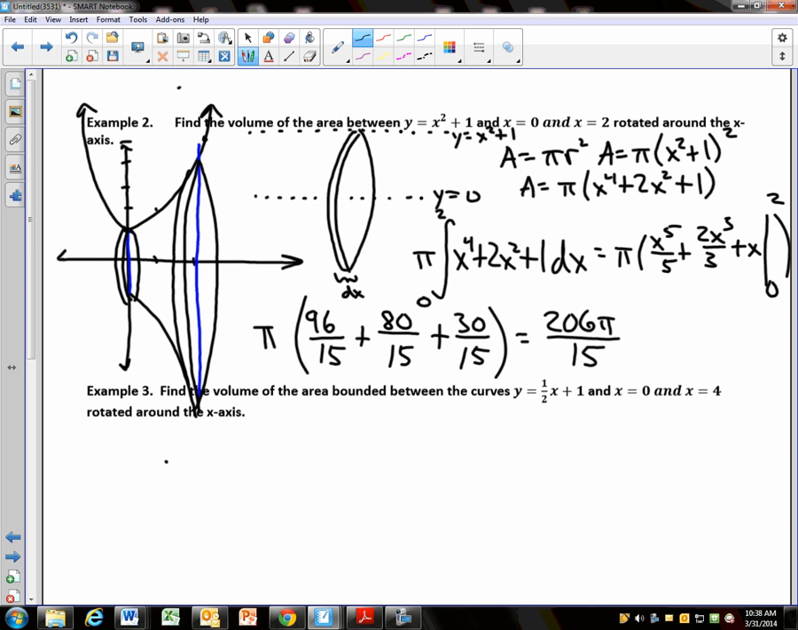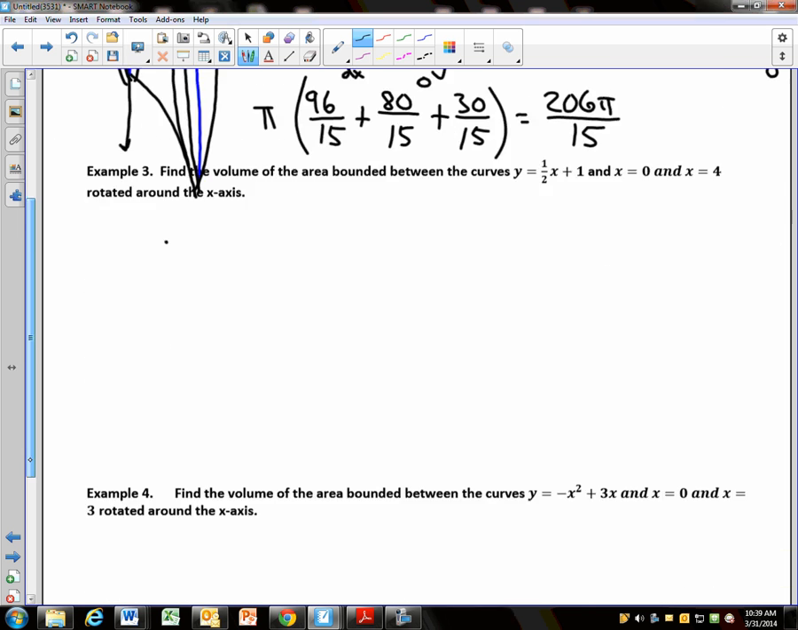Is 206 divisible by 5? Is it divisible by 3? Do you know how you can tell? 2 plus 0 plus 6 is 8. That's not divisible by 3, so 206 is not divisible by 3. That works for 3 and 9. You try example 3 on your own.